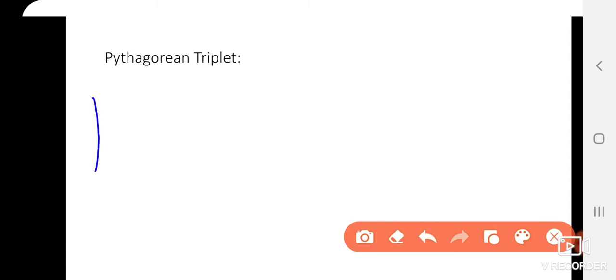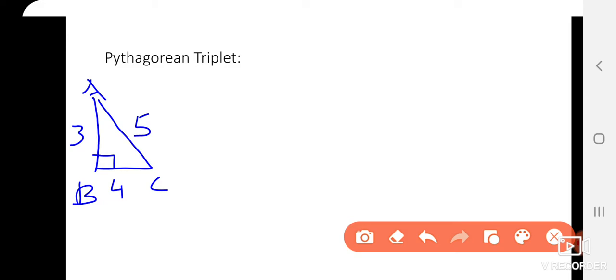Now let us assume we have a right angle triangle, say A, B and C. It is right angled at B. Now let us consider three sides of the triangle. Let us consider AB to be 3, BC to be 4 and AC to be 5. Now ABC is a right angle triangle. We are learning what we mean by a Pythagorean triplet. You already know that according to the Pythagoras theorem, AC square is equal to AB square plus BC square.